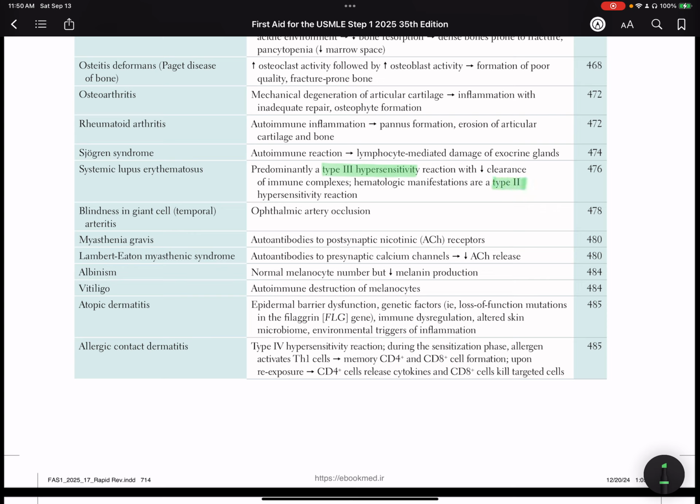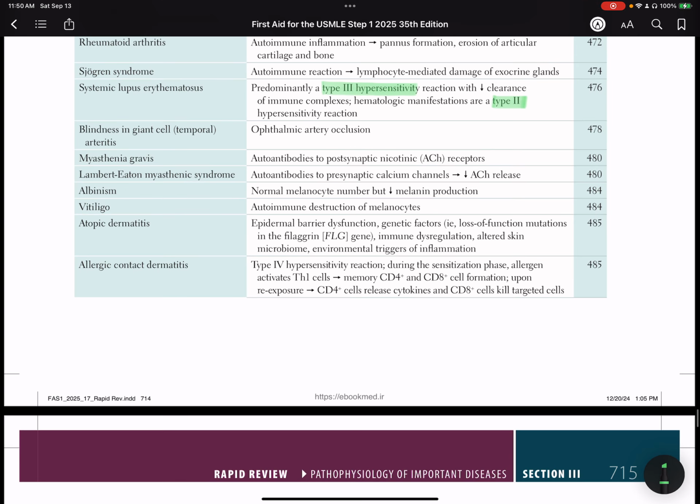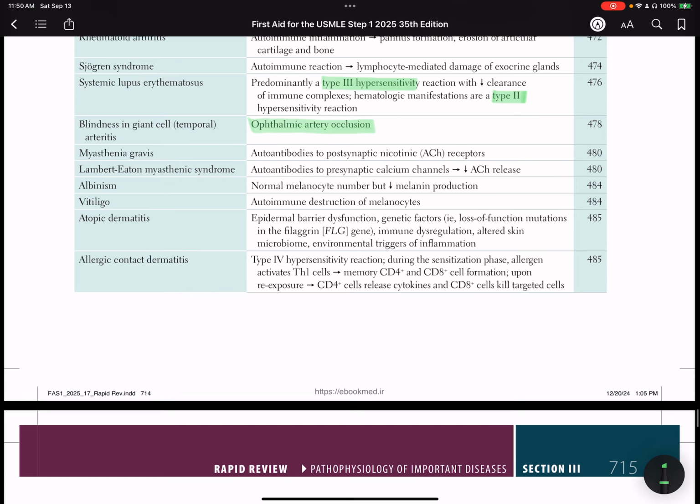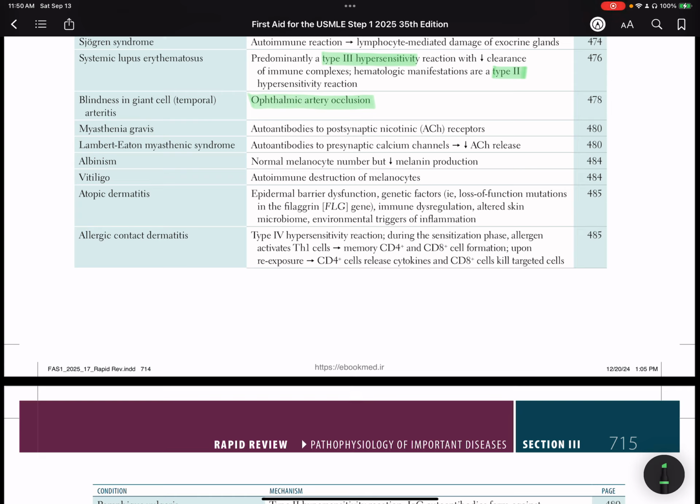Next condition is blindness in giant cell arteritis, which is temporal arteritis, because of ophthalmic artery occlusion.